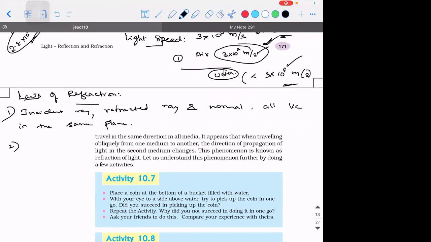Just a minute. My device is undergoing charge. Just a minute.